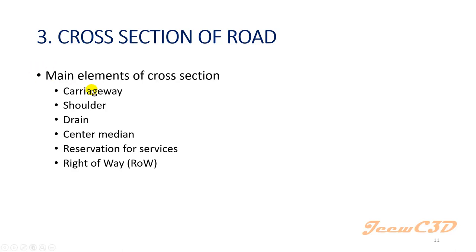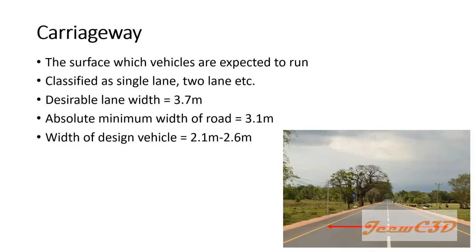So these definitions are extracted from the RDA design guidelines, which I told you earlier, the guideline we use for local road design. So these definitions are taken from this. So the values given in the topics in the later slides are extracted from the RDA design guidelines. First, the term carriageway. It is the area where vehicles are expected to run.